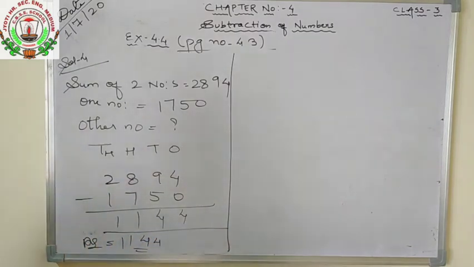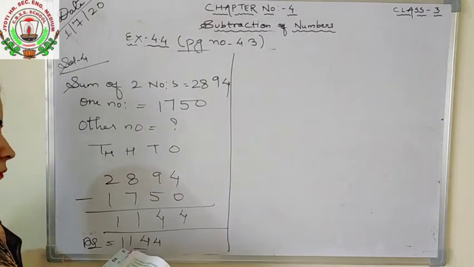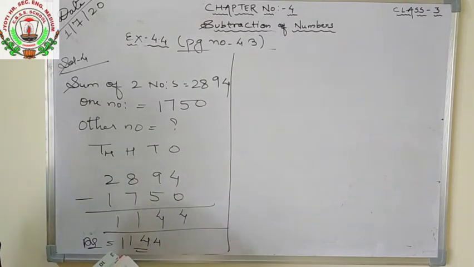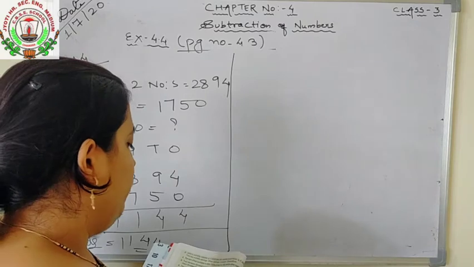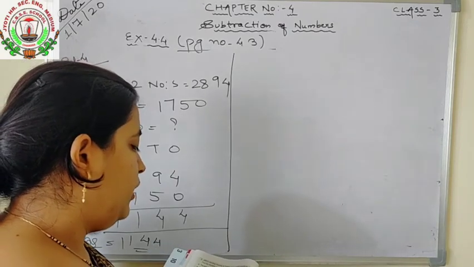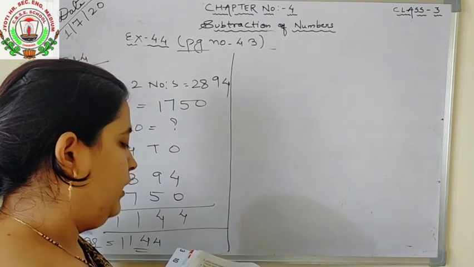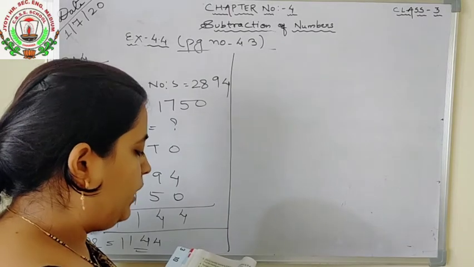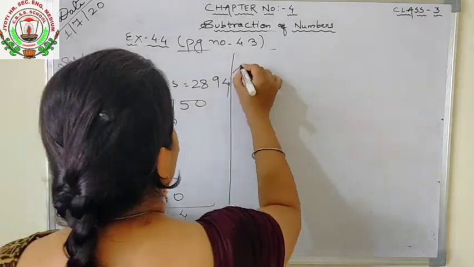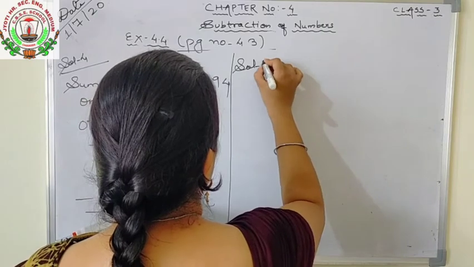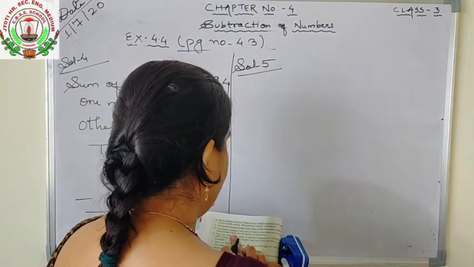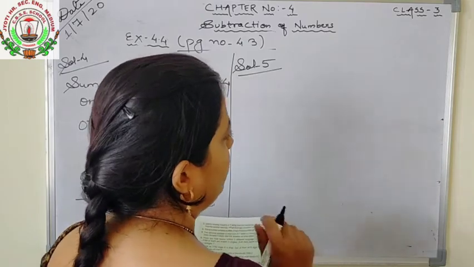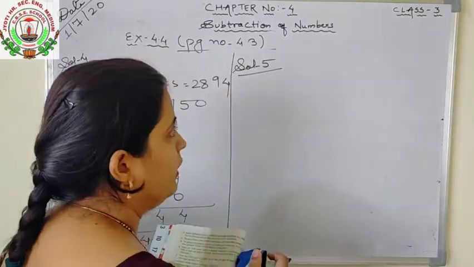1,144. Question number 5. Two persons donated a total sum of rupees 9,000 for the flood relief fund. So how many persons donated? 2 persons donated, and what is the amount? 9,000. So we will write the statement first. One of them donated 6,000. Find the donation of the other person.